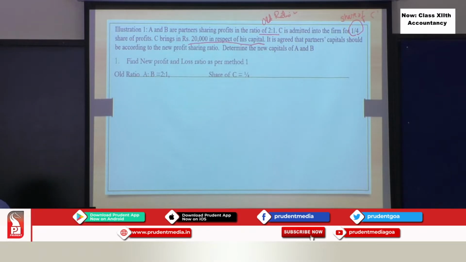It is agreed that partners' capitals should be according to the new profit and loss sharing ratio. So this adjustment says that we have to calculate new proportionate capitals. Determine the new capitals of A and B. There are three steps, as I mentioned earlier. What is the first step?